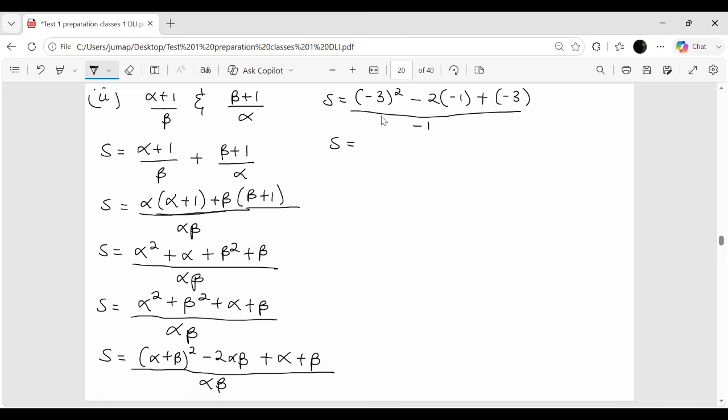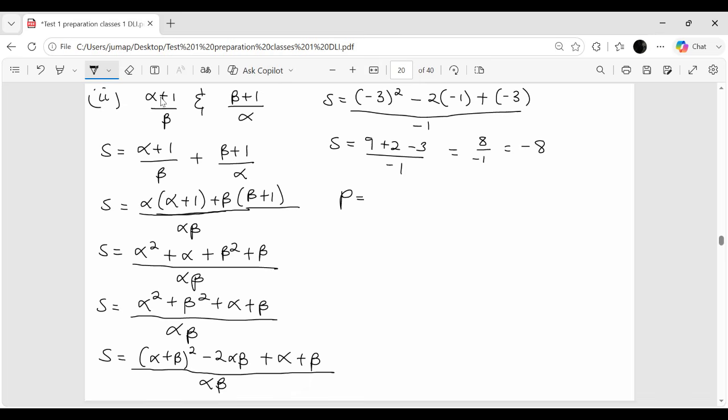So my sum is going to be negative 3 squared, that is just 9. Then I'm going to have a negative 2 times negative 1, that will be plus 2. Then I'm going to have minus 3 over negative 1. And then this is going to be equal to 9 plus 2, that is 11, minus 3, that will be 8 over negative 1. As a result, my sum is equal to negative 8.